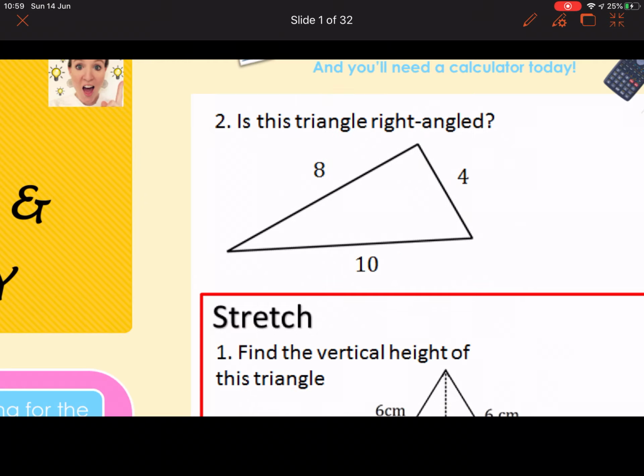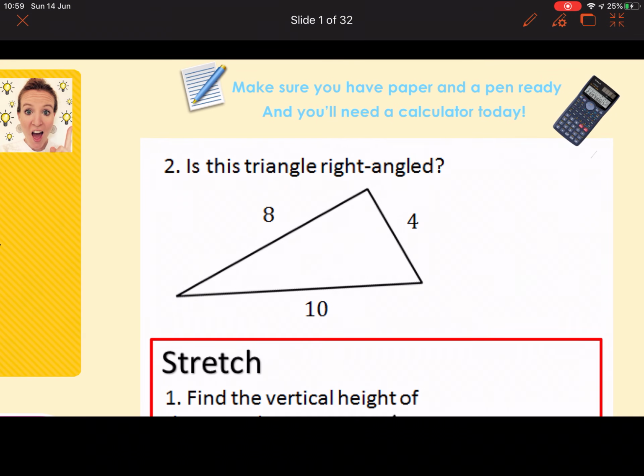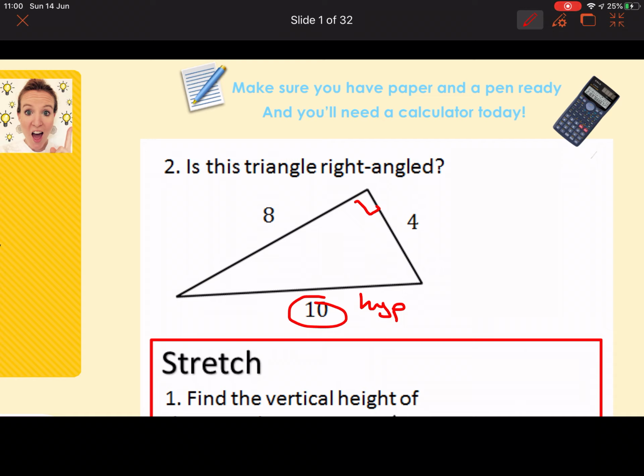Okay, let's have a look at question 2 then. So is this triangle right-angled? Now, if it was right-angled, where would the right angle be? Now, it looks like it's going to be here, but we can go off more than looks. This 10 is the longest side, and the longest side is always the hypotenuse, and the hypotenuse is always opposite the right angle. So because 10 is the longest side, that means if there was a right angle, it would be over there. So that means we should be able to do 4 squared plus 8 squared, and we should end up with 10 squared.